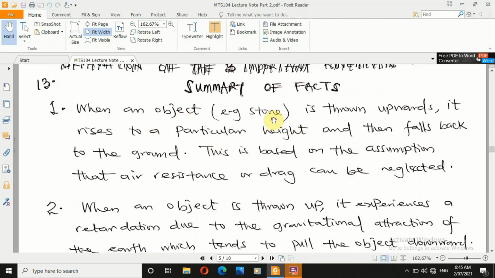When an object, for instance a stone, is thrown upwards, it rises to a particular height and then falls back to the ground. This is based on the assumption that air resistance or drag can be neglected. Can you see that now? Look at this fact. It's actually pointing to what Galileo Galilei was talking about. It's very important. When an object is thrown upwards, at first we have the time to be 0 and the initial velocity to be 0. But as the object is going upward, then the velocity starts to increase. Then at the point the velocity is 0, it turns down. Why? Because air resistance or drag can be neglected.